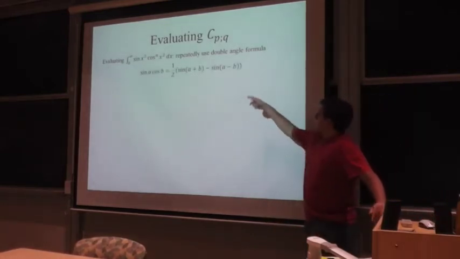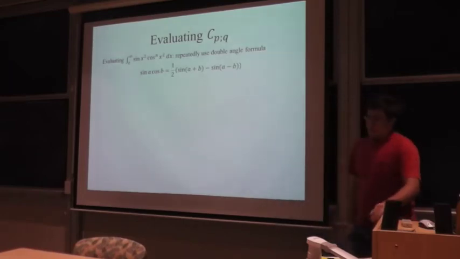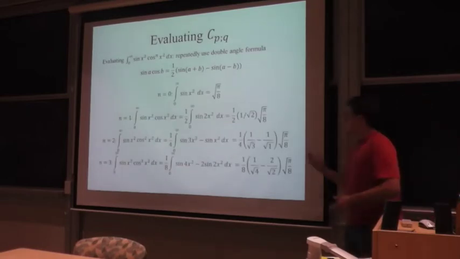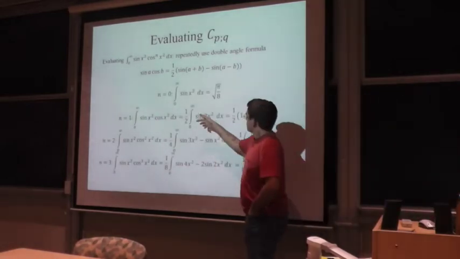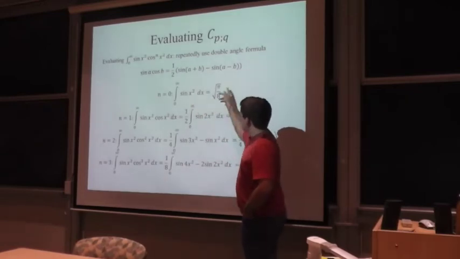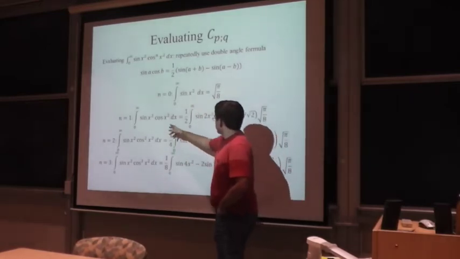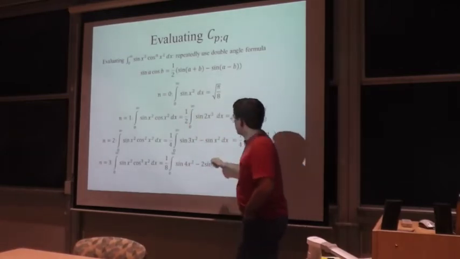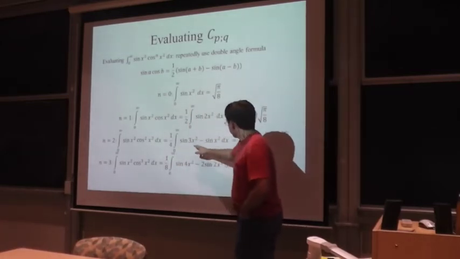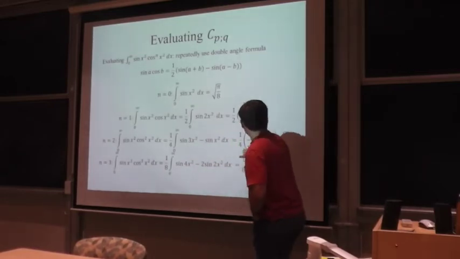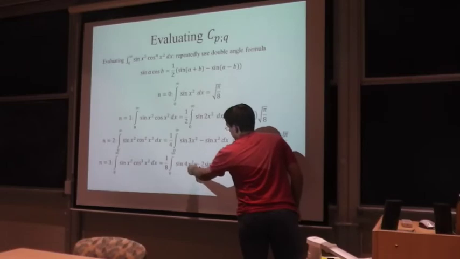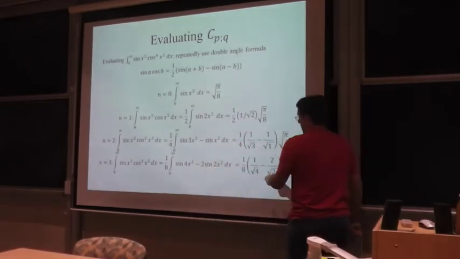Sine A cosine B is 1/2 sine A plus B minus 1/2 sine A minus B. So here are just some examples of that. For n equals 0, cosine is gone. We have this simple integral. For n equals 1, we have to do it once, and we get this. For n equals 2, we have to do it twice, and so we get 2 different sines, and so we have 2 different terms. And for n equals 3, we have to do it 3 times, and so on.